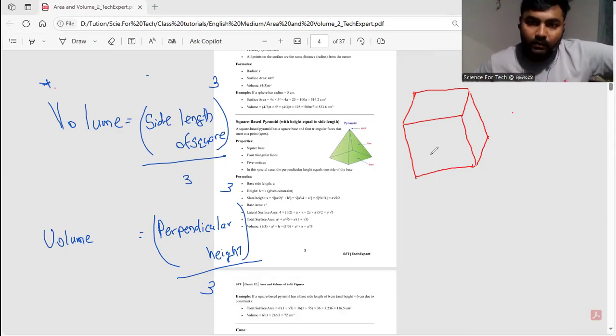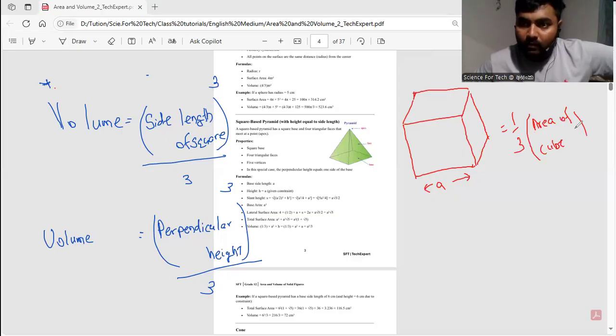Okay, then look at this one. Think this is a cube. In a cube all the sides are equal. Then if I make a pyramid by using this cube, I can write the volume is 1/3 of the volume of the cube. Or otherwise, if you calculate the volume of the cube and divide it by 3, you can get the volume of the pyramid. Did you understand this one?